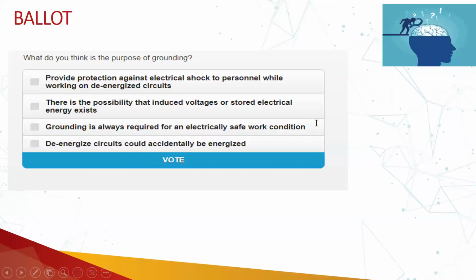This is not a mandatory requirement, or the 8th step in establishing an electrically safe work condition is not a mandatory step. So this is not the option. De-energized circuit could accidentally be energized. Yes, this is also right. So A, B, D are the right options.